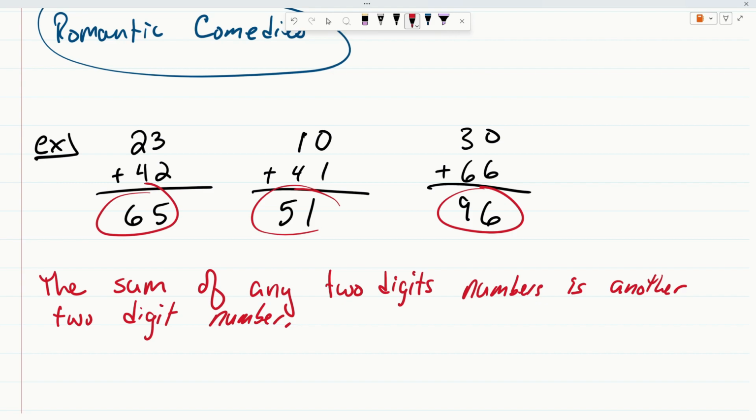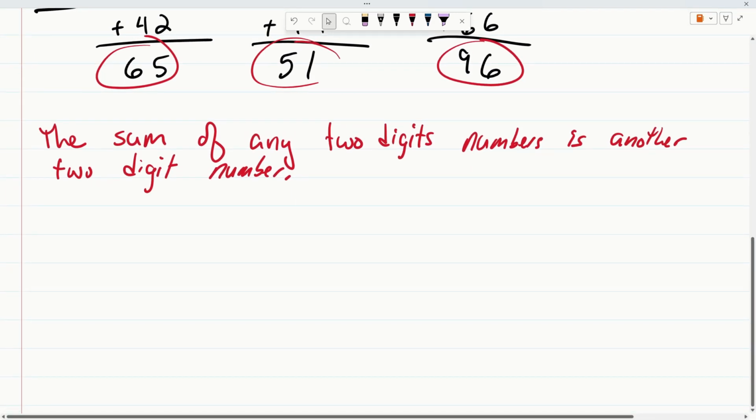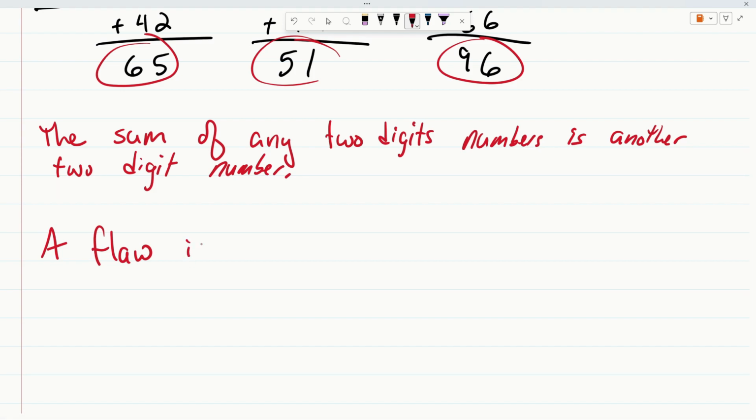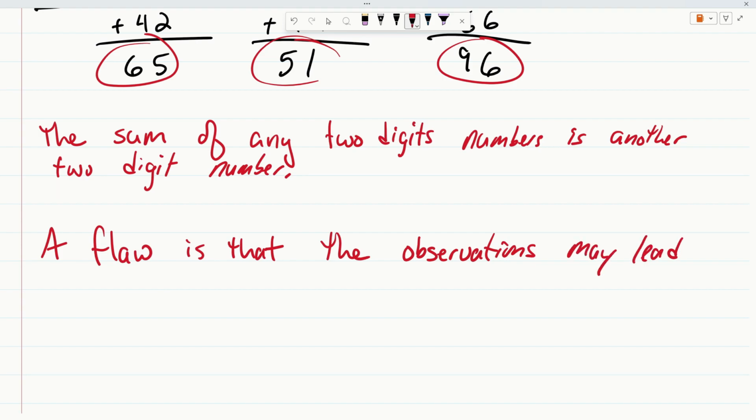Now, even though this is exactly what inductive reasoning is, this is where we have to be careful, because this is a major flaw within inductive reasoning. The flaw is that the observations made may lead us to an incorrect conclusion. And the way to show that is with what is called a counterexample.